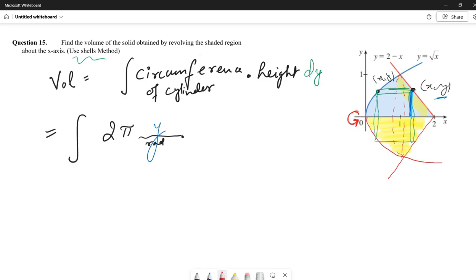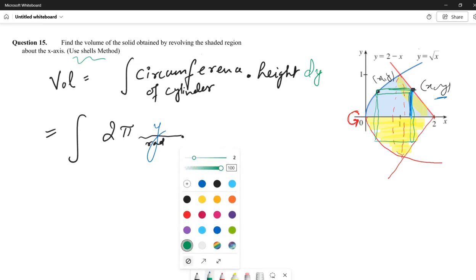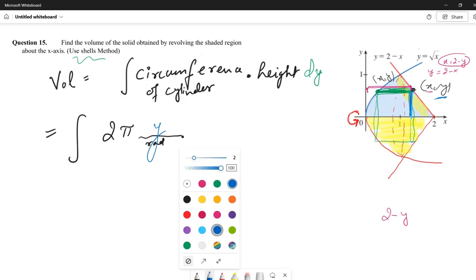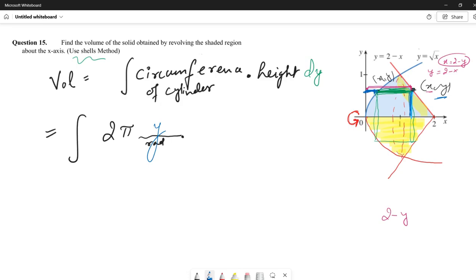Height of the cylinder is this green portion, this much. Okay, how do I find that? That's going to be this length, which is x from the line. What is the x from the line? The line's equation is y equals 2 minus x. So x would be equal to 2 minus y. So this red distance is 2 minus y from the line, minus this blue distance, that is the x value from the parabola.